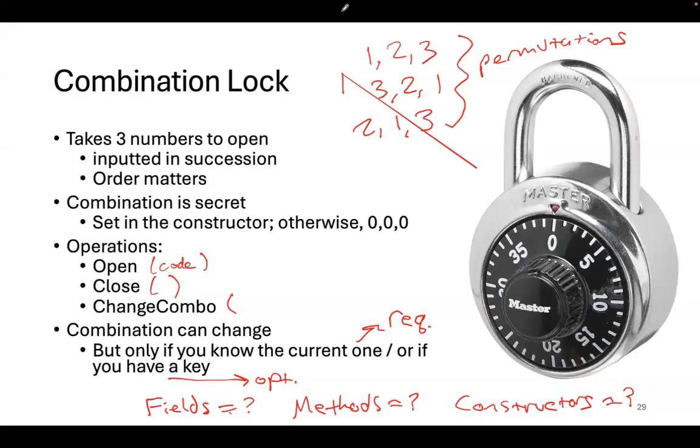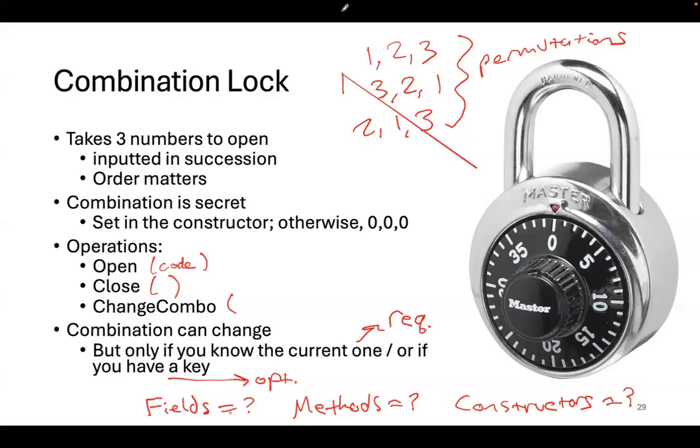Is there a way to reset that? You can set up a constructor to reset it. If the code is wrong, I can close it to error. And if it's open, how do you close it?